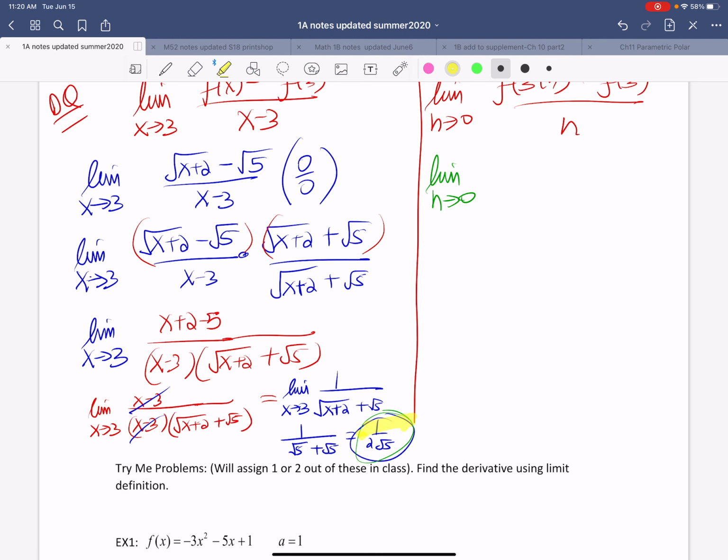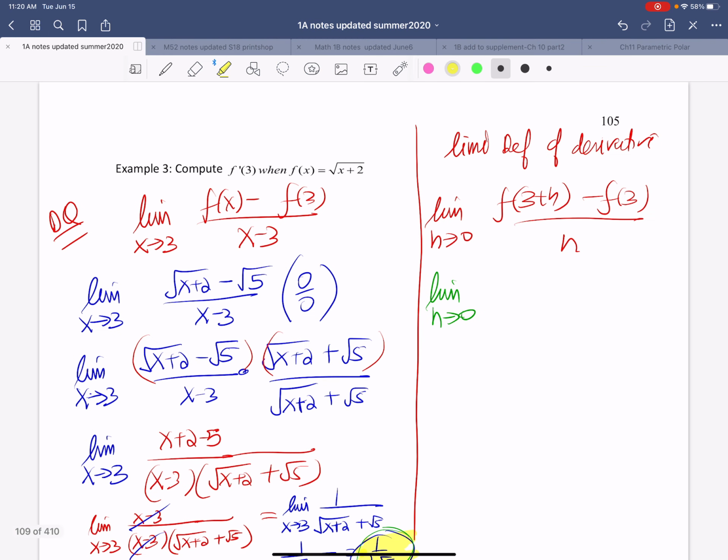We could stop here, but if you prefer using the definition of derivative, or if the problem says use the limit definition of derivative, then we would use the limit definition of derivative. Technically, both are the same thing. You're really finding the slope of the tangent line by bringing the 2 points extremely close to each other, infinitesimally close to each other.